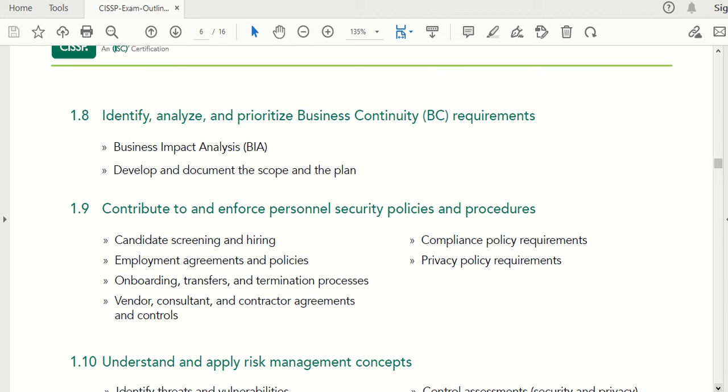Compliance policy requirements. Section 1.9 is talking about the HR life cycle: when we hire someone, what is the personnel security requirement, during the job, and once the person is terminated or has left the job. What are the requirements and what should be the person's procedures?